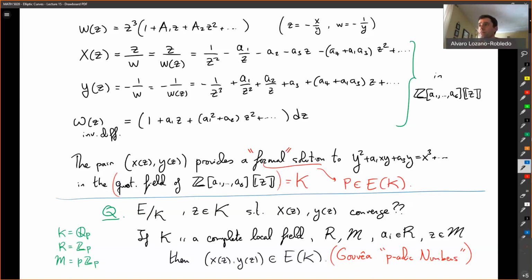Okay. So that's what formal means. It's just a solution in power series, but you can replace formal by a solution in a field of power series.